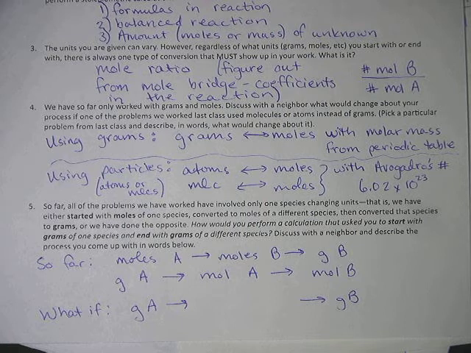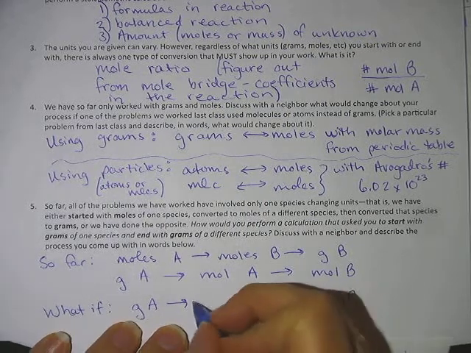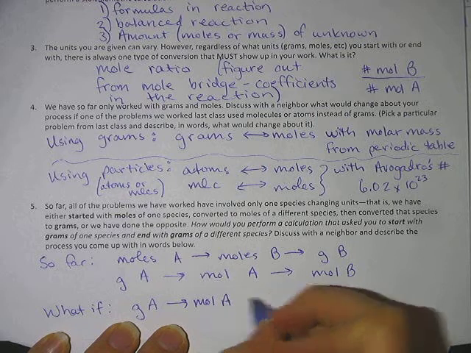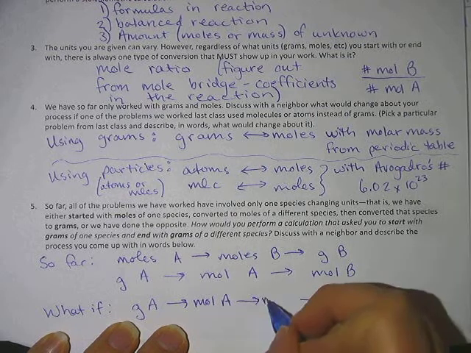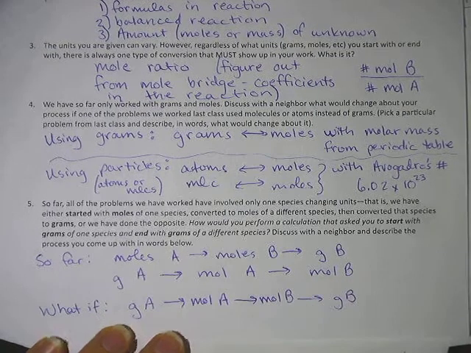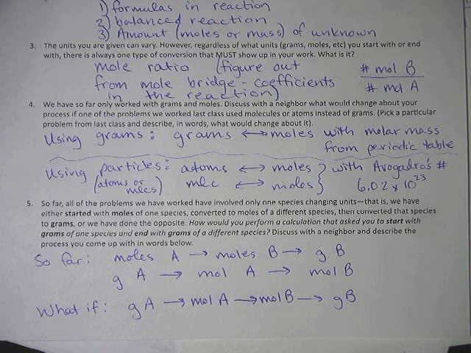What would you have to do in the middle? You'd have to go from grams of A to moles of A. And then once you have moles of A, then you can go to moles of B. Then you can go to grams of B.